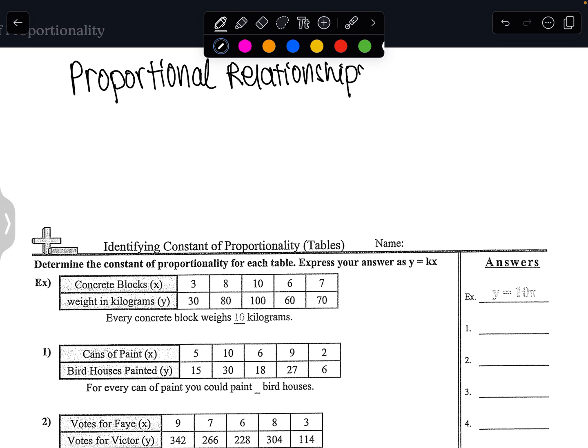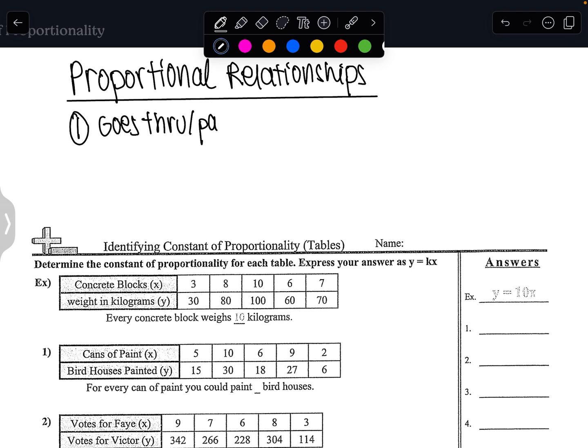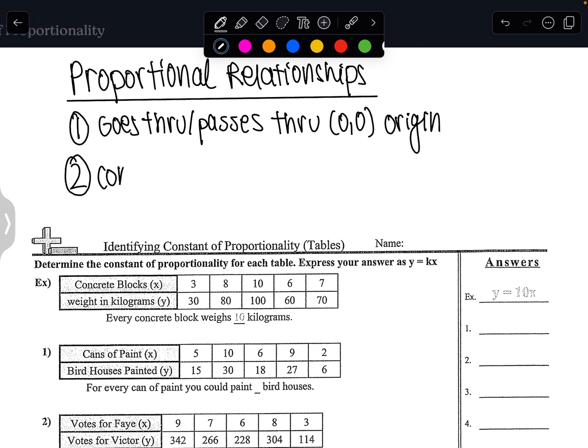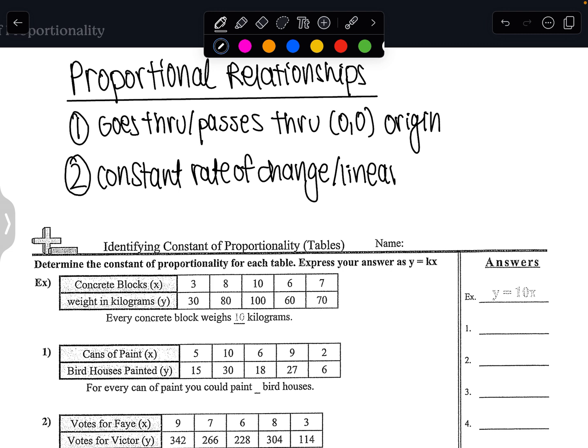But proportional relationships have two key characteristics, and these you're going to want to know for your test for sure. The first one is that it goes through or passes through 0, 0, the origin, as well as having a constant rate of change, which is also saying that it is linear. Okay, so those are my two key characteristics of a proportional relationship.